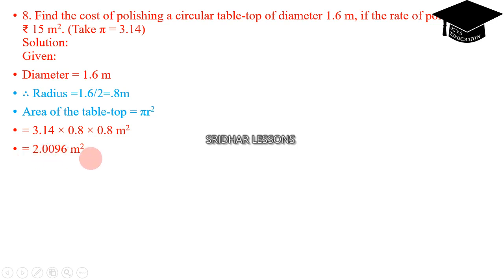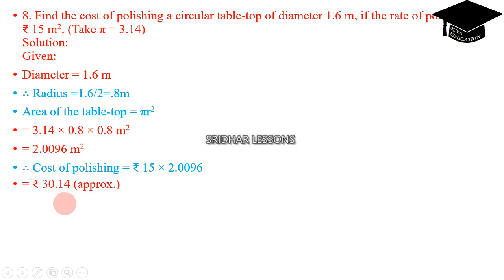Therefore, the cost of polishing is equal to 15 rupees into 2.0096 rupees, which is equal to 30 rupees 14 paise approximately. Okay, approximation for this value, 0.14.